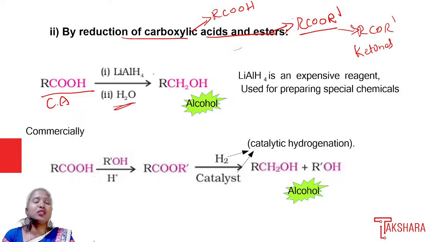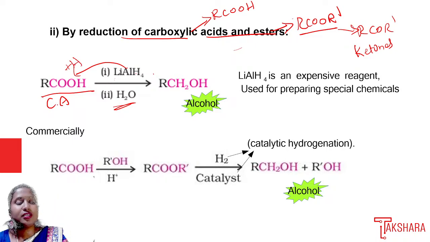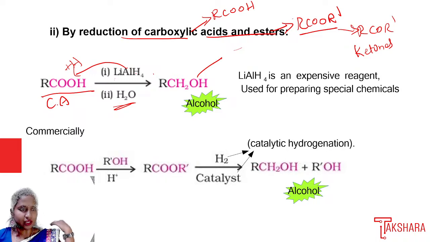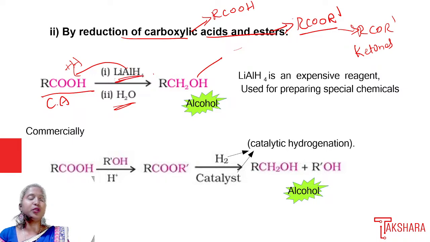When carboxylic acids are treated with lithium aluminum hydride in the presence of water, addition of hydrogen takes place and we get the product RCH2OH. Here LiAlH4 is a very expensive reagent, so it is used only for preparing special chemicals.